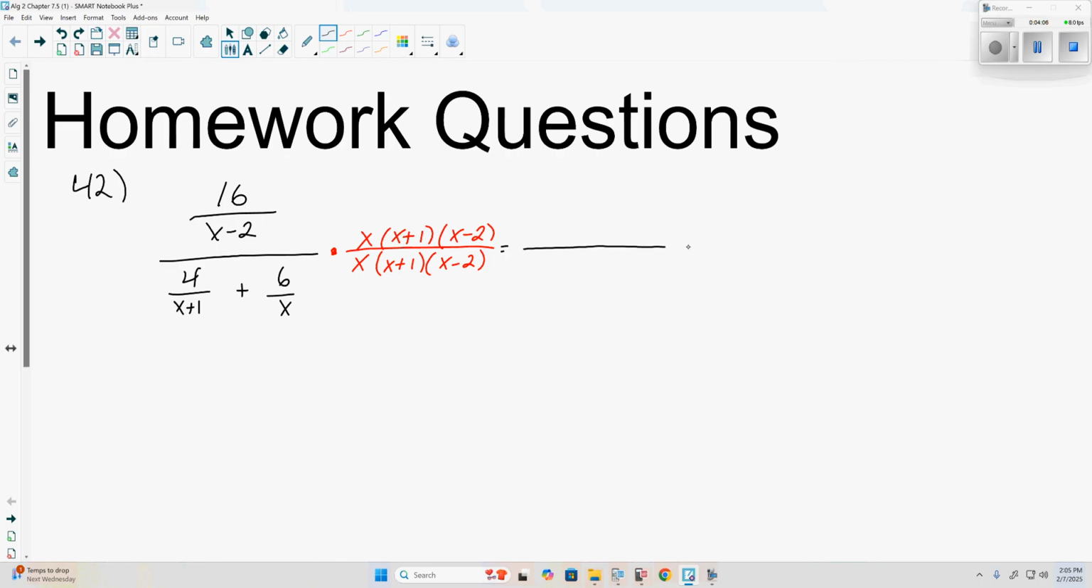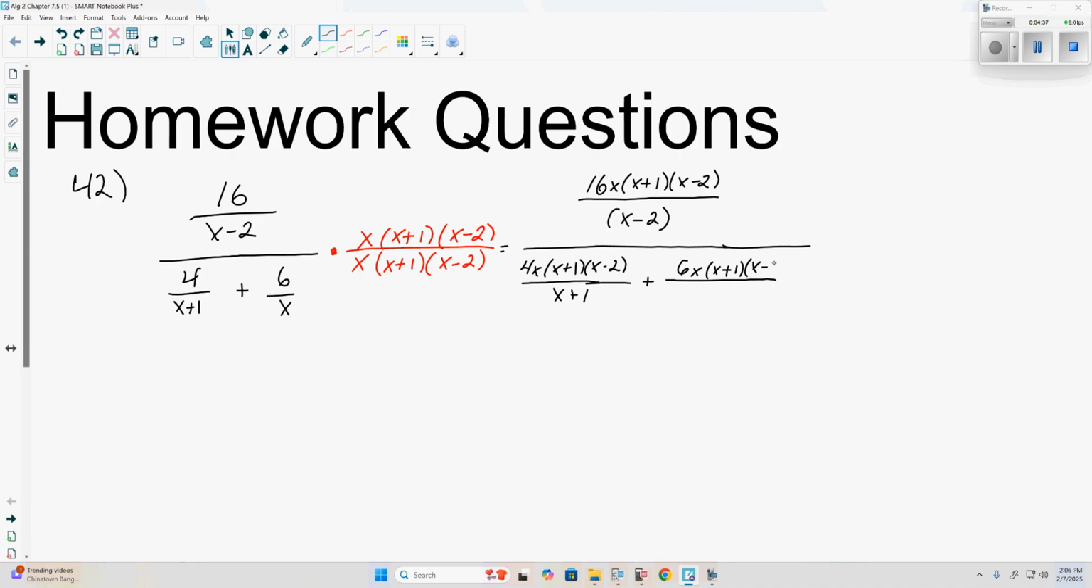So if we multiply this through, on top we'd have 16x times x plus 1 times x minus 2 all over x minus 2. On bottom, we have the 4 times x plus 1 times x minus 2 all over x plus 1 plus 6 times our x times x plus 1 times x minus 2 over x. Questions on this here? Question on anything so far with this?